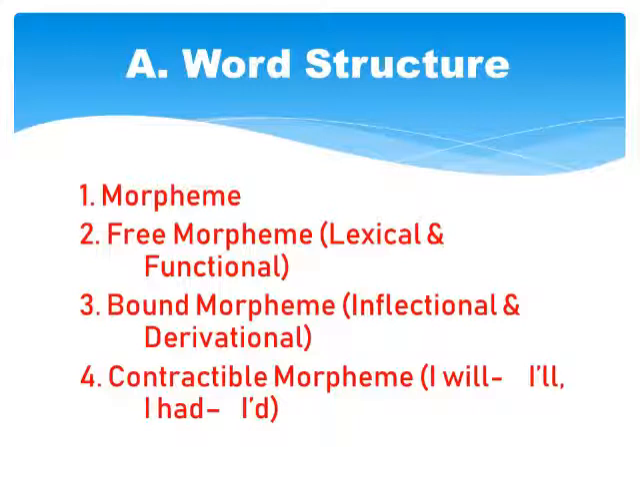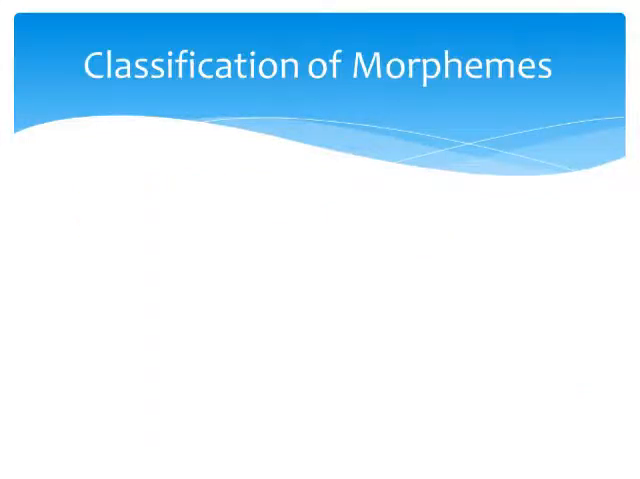There are four basic elements of word structure in morphology. The first one is morpheme. Next, free morpheme, which has been divided into two subsections, lexical and functional. Number 3, bound morpheme, which is also divided into inflectional and derivational morpheme. And number 4, which is very uncommon to some viewers, contractible morpheme. Just the way we contract sentences or words, like I will becomes I'll and I had becomes I'd. So there are four major sections of word structure.